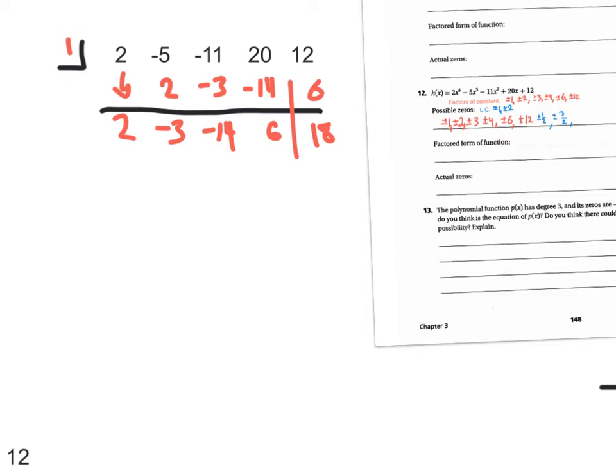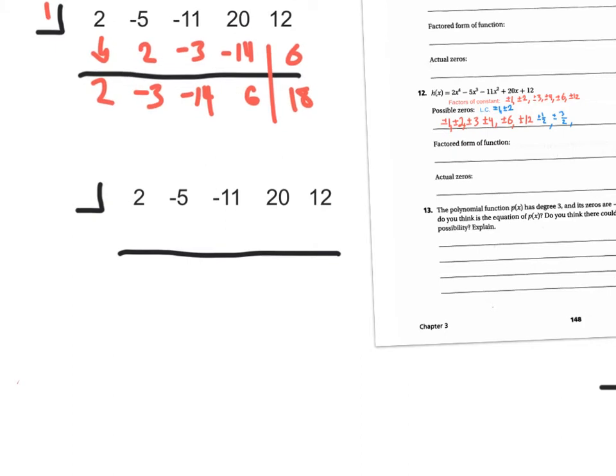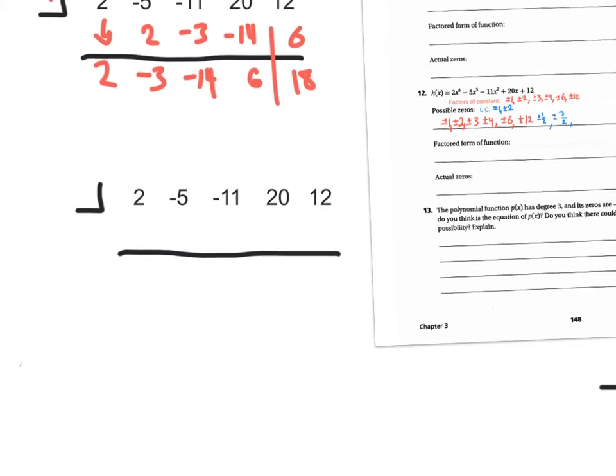We just tried positive 1. How about we try negative 1? And I have another setup right there. I could push this one up here, move this one. So we're going to try negative 1 now. See if that works. Hopefully it does. When you bring down the 2, negative 1 times 2, that's going to give us a negative 2. And negative 5 and negative 2 is negative 7.